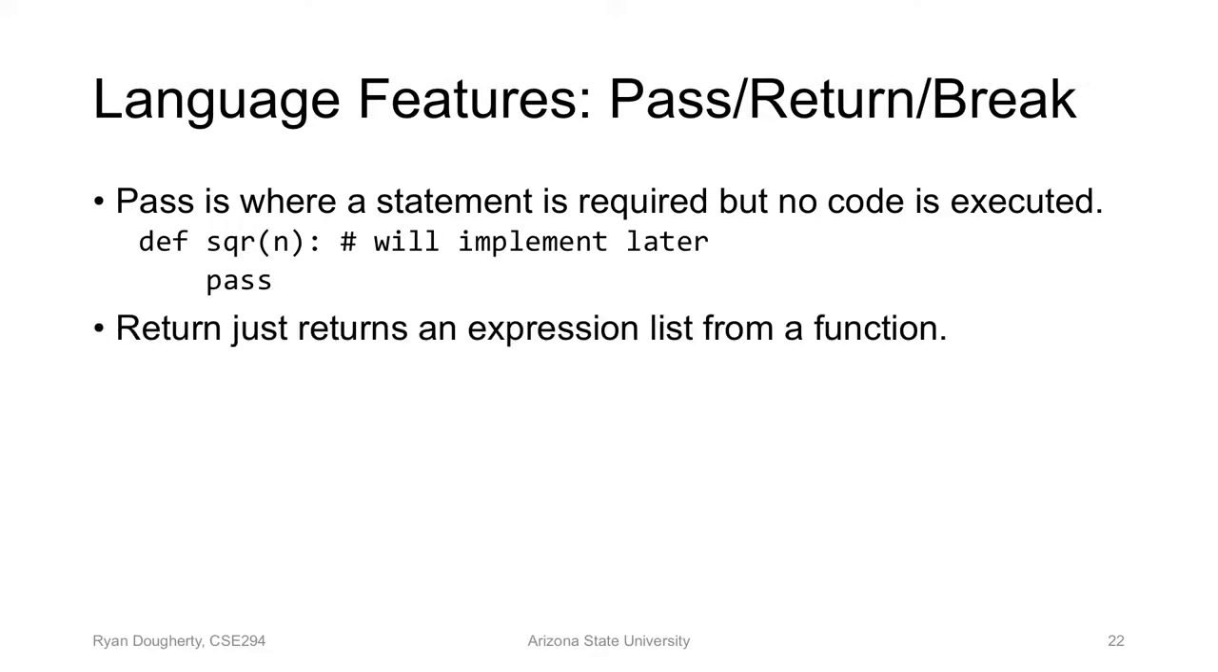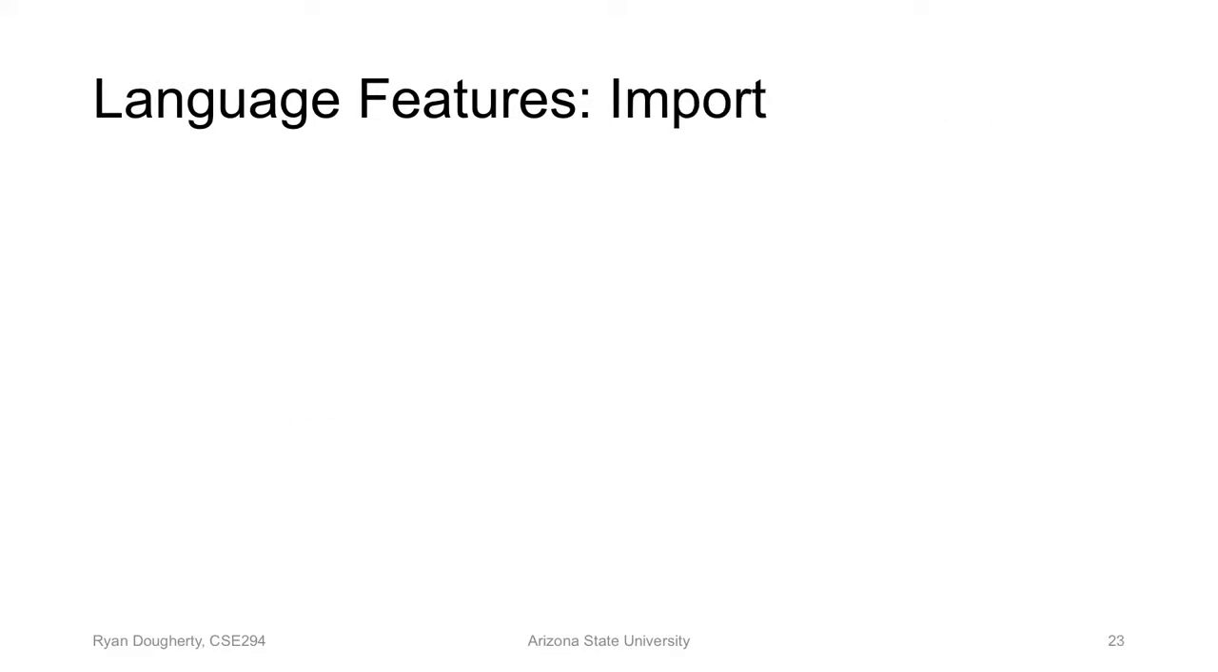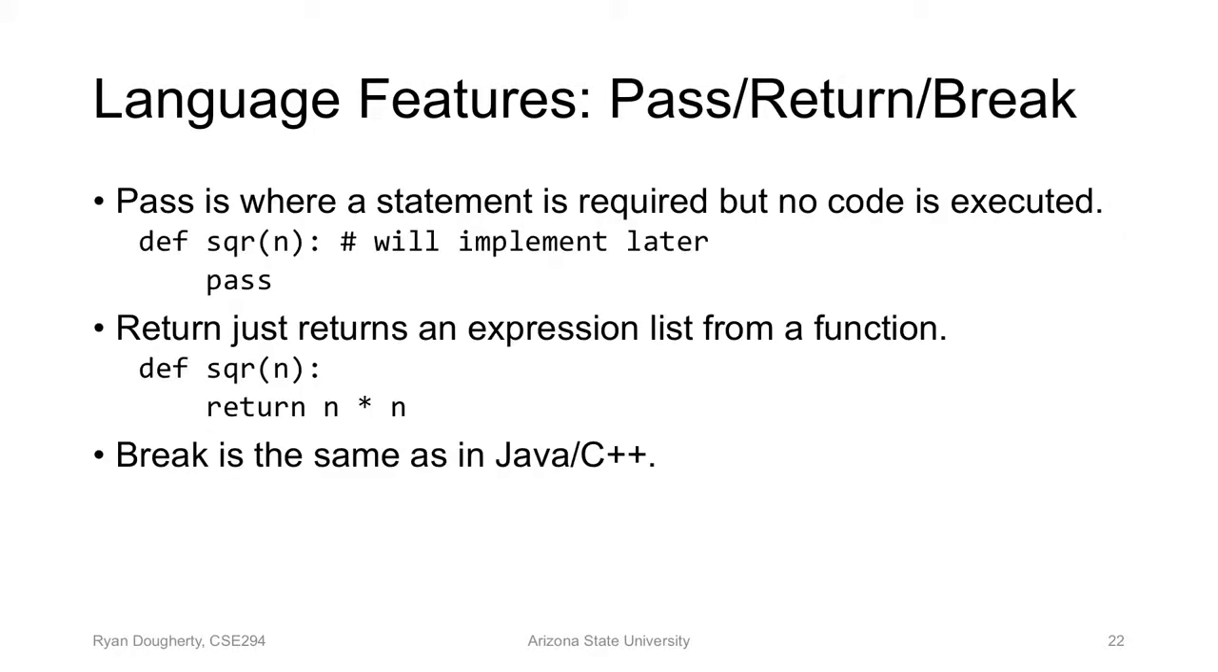Yeah. Return, we've seen this many times with a function. It just returns a value. But it doesn't always have to return just one value. It returns an expression list, which is basically a bunch of values separated by commas. So I can return multiple values if I wanted to. Break is the same thing as in Java and C++.